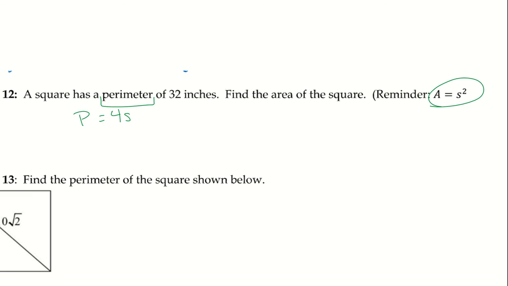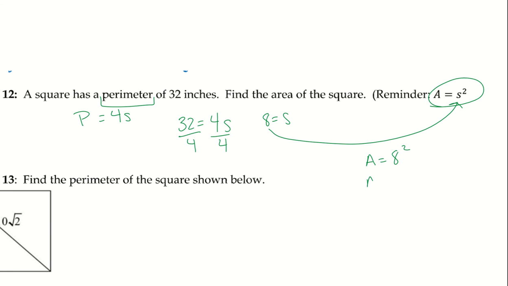All right, so let's see. We know that the perimeter is 32 inches, 4 times the side length. So if I go and divide by 4, I can tell you that 8 equals s. Now I can go ahead and plug this right into my equation. So area equals 8 squared, which will be area equals 64, and then let's include those units, inches squared.